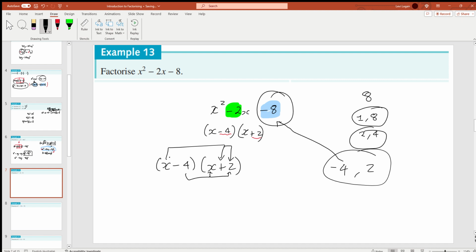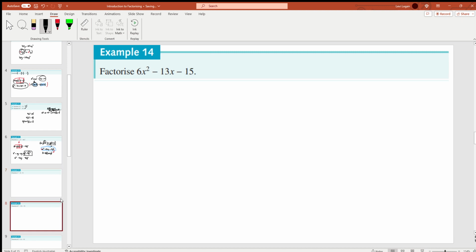So first term, x times x is x squared. x times 2 is going to be positive 2x. Minus 4 times x is going to be minus 4x. Minus 4 times by 2 is minus 8. You can simplify these into minus 2x, so you get x squared minus 2x minus 8, which is the expression above. So we've successfully factorized that. Okay, let's move on to the next example now.